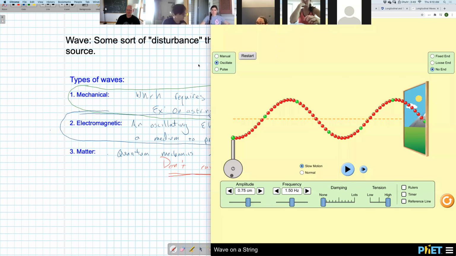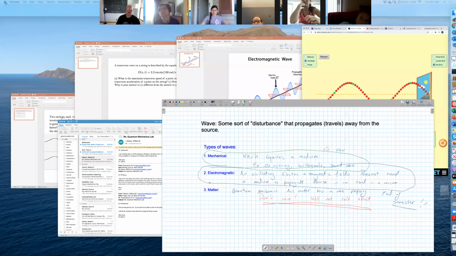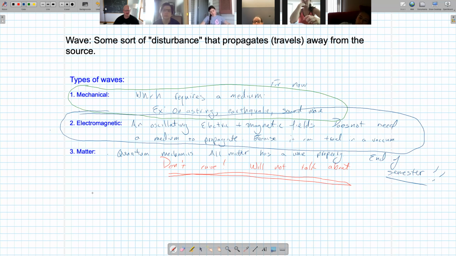So here's another question for you. How do I know that a wave carries both energy and momentum? So we have a wave, we know it carries both energy and momentum. How do I know a wave carries these things? So what do you think? How do I know this?